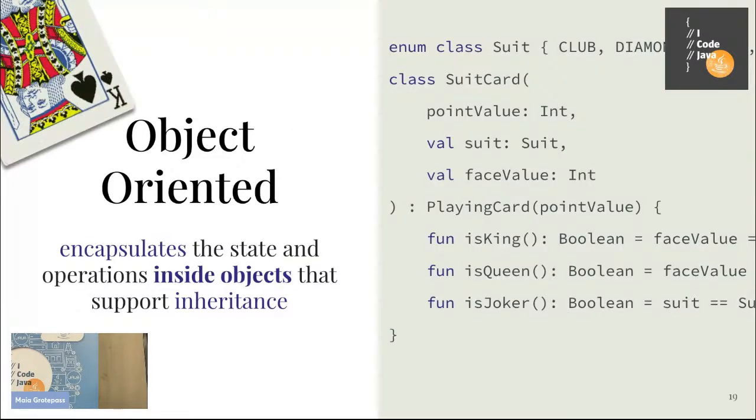So now let's come to object-oriented. Now this one I was most comfortable with because I'd been coding Java for a long time. But I didn't really know why, or where, or how this happened. And so the definition of this is where you encapsulate the state and the operations inside objects that support inheritance.